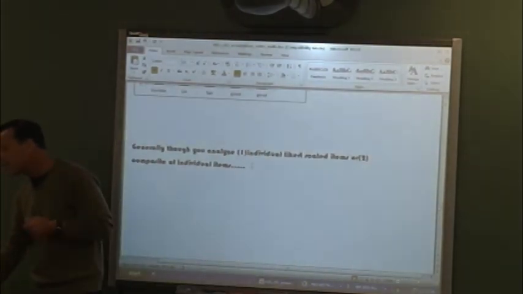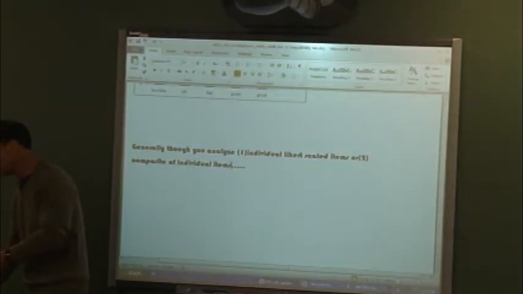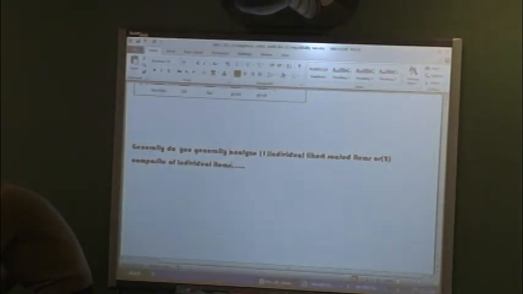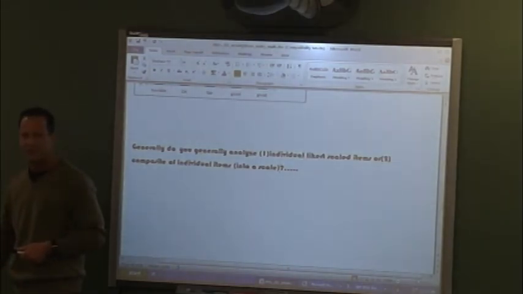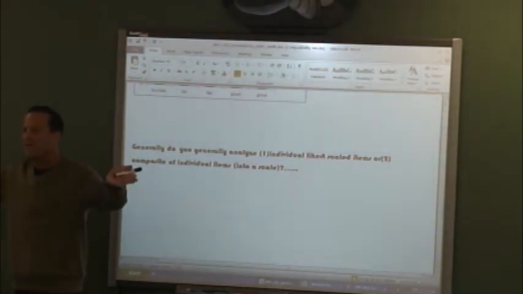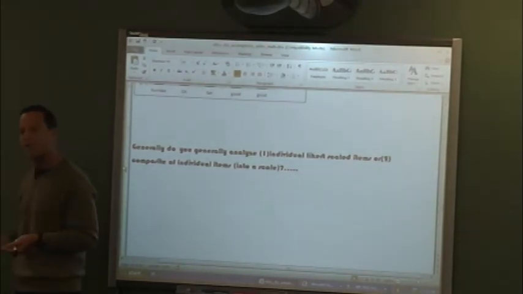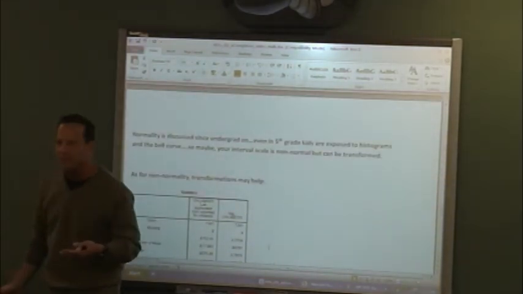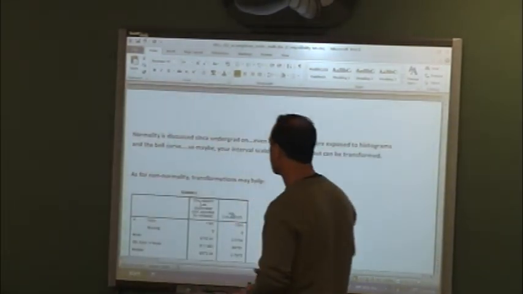But usually, do we analyze individual scale items or a composite of items? What do you guys think generally? Do you generally analyze individual Likert items or a composite scale? What do we tend to do, at least in the social sciences? A scale, right? We combine 5 of these items, and then you start getting kind of a continuity. So that's your basic levels of measurement that we will address this semester.